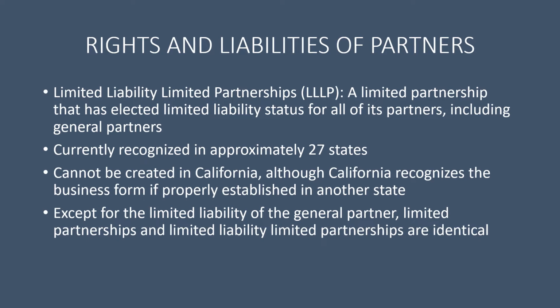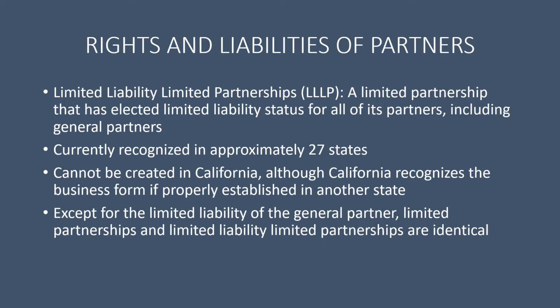However, if a limited liability limited partnership is properly formed in one of the 27 states that recognizes them, California will recognize that business form when they are doing business in the state of California. So you can't form one here, but if you form one in another state that allows them, California will recognize that business form.